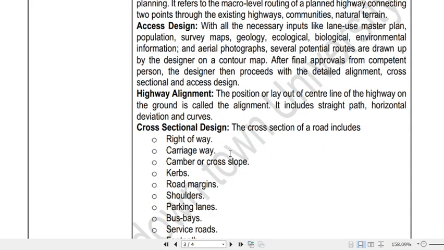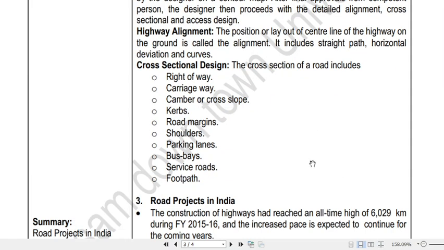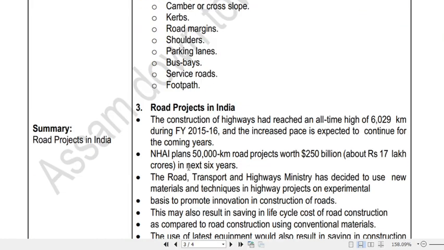Then highway alignment: the position or layout of the central line of the highway on the ground is called alignment. Now cross-sectional design. These are different cross-sectional design elements, for example right of way, carriageway, camber or cross slopes, curb, road margin, shoulder. We'll discuss all these parameters in our later classes.